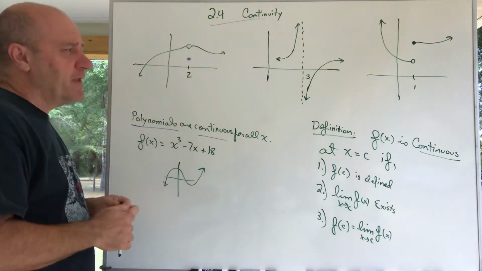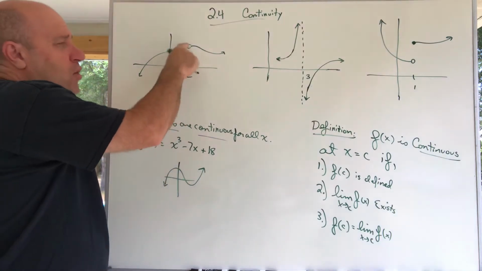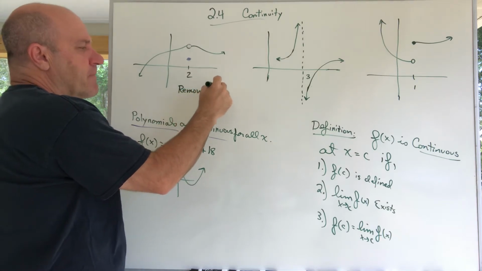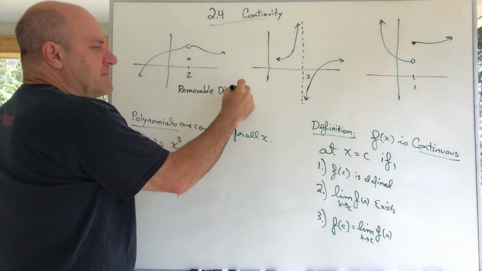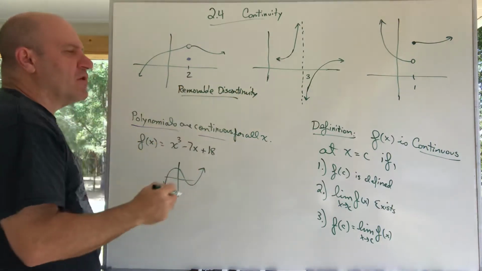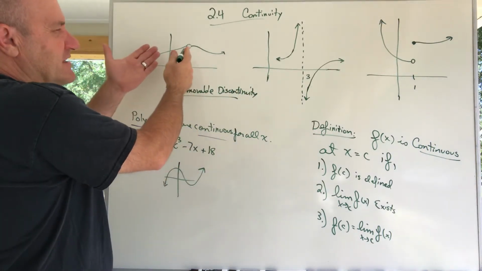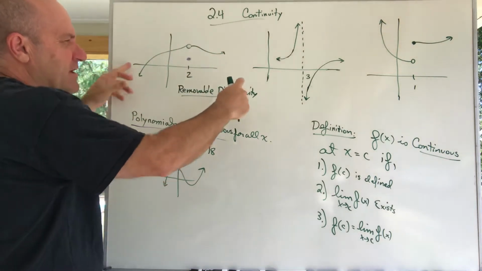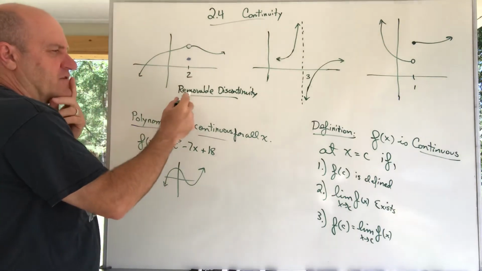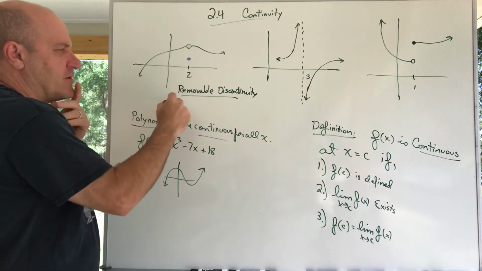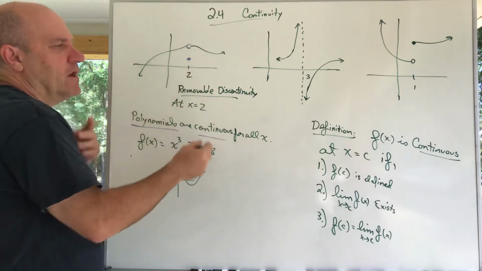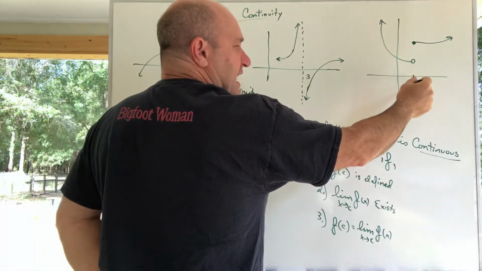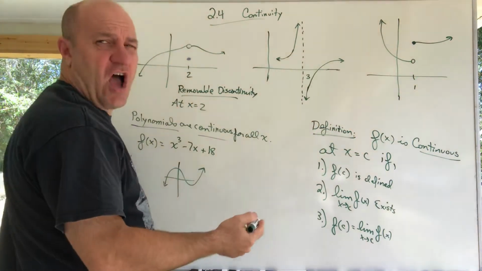Here, let me just help you. This hole like this is called removable. This is a removable discontinuity. And sometimes I like to say it's called removable if the limit exists. Now it's a discontinuity because there's a hole, but the limit does exist because both sides line up. So it's a removable discontinuity at x equals 2. But this is a discontinuity at x equals 3. This is a discontinuity at x equals 1. And these are both considered non-removable.